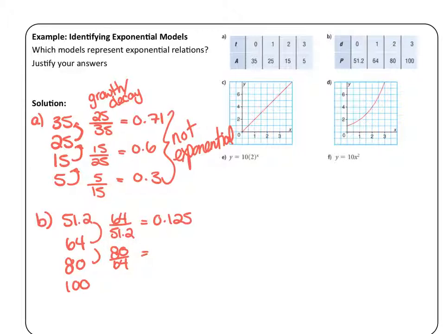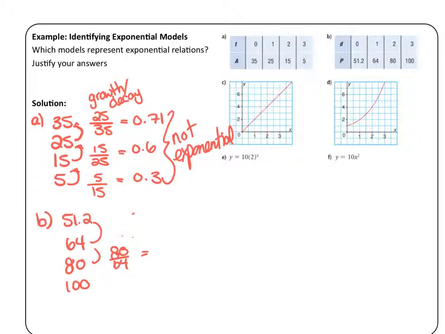I think I may have done the first one wrong. Huh. Guys, I don't know what's wrong with me right now. 51.2 divided by 64. Oh, I see. I had it.